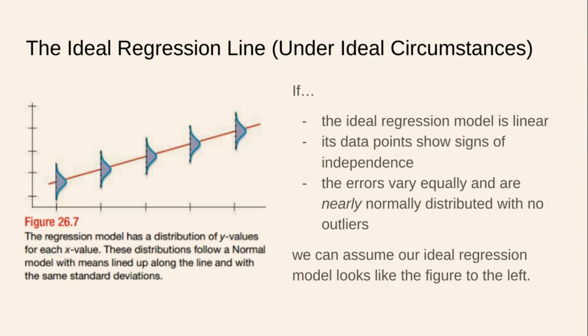All right? So for each of these x values, there's a bit of variation. But if we consider the means of all that variation, those means would form a line. And that line is the ideal regression line. Thank you to the textbook for this very helpful image and description.